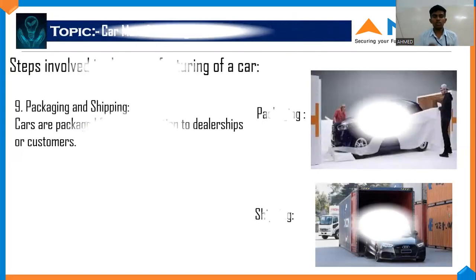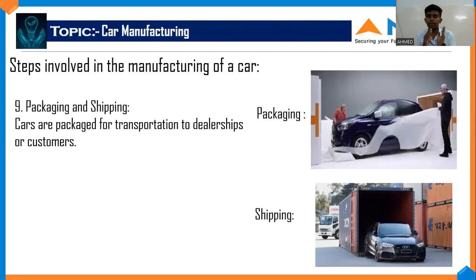Then we will move on to the movement and the selling part, where the car is a finished product and it will be packaged and shipped to other countries where dealerships are available. We'll be packing it using styrofoams. We'll use cardboards and different types of materials. There are also parts which may get damaged while shipping, so we'll have to package it properly and ship it.